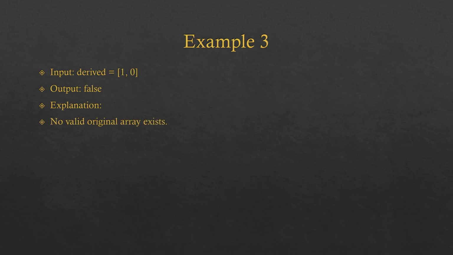Now consider the derived array as 1, 0. The output is false, meaning no valid original array exists. Here, no matter how we try to deduce the original array, we can't satisfy the XOR conditions for all indices. So the output is false.